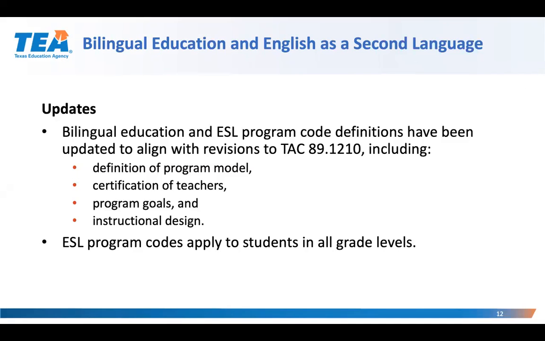Overall, there have been updates to the bilingual and ESL program coding to align with Texas Administrative Code, Chapter 89, specifically Section 1210, which defines these programs. They have now included the definition of the program model in all 4 bilingual education programs and both of the ESL programs, to add the definition of the program model, the certification information of the teachers, the program goals, and the instructional design.